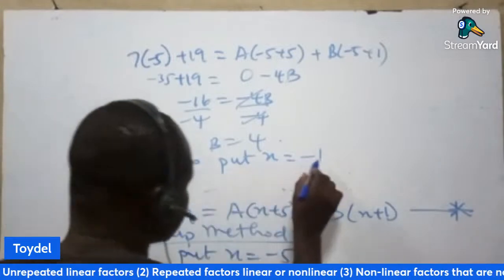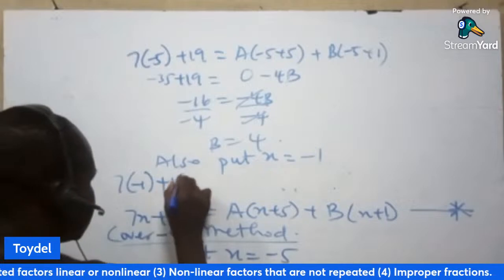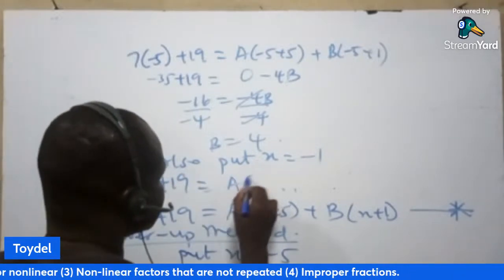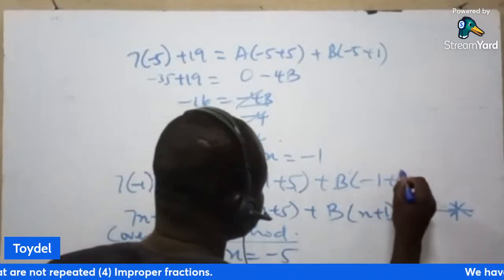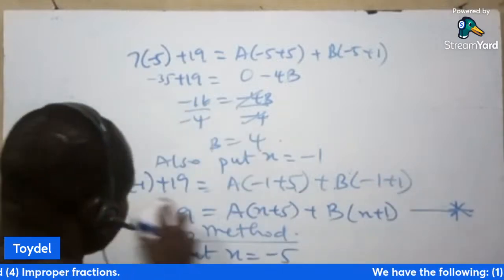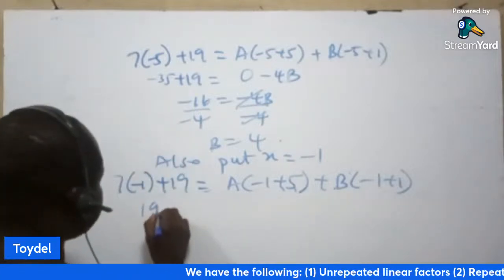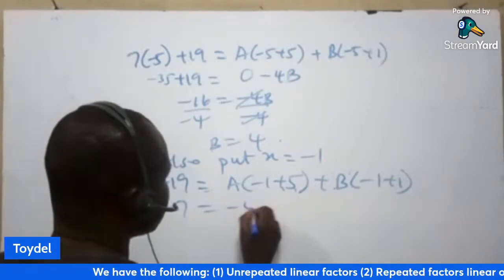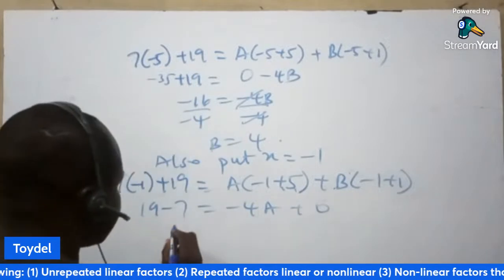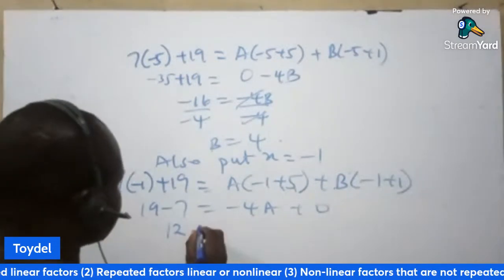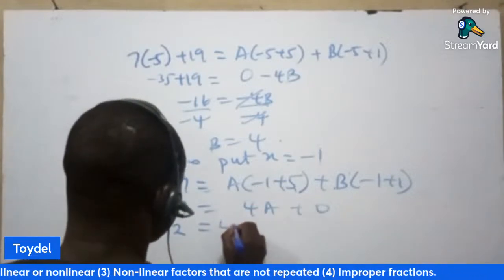Then once I put x equal to -1, I'm going to have 7 into bracket -1 plus 19 to be equal to a into bracket -1 plus 5, then plus b into bracket -1 plus 1. So from there, what do we have? We are going to have 19 minus 7 to be equal to -4a. This will be plus 0. 19 minus 7 is 12, right? Then 12 will be equal to, -1 plus 5, that's 4a, so 12 equals 4a.